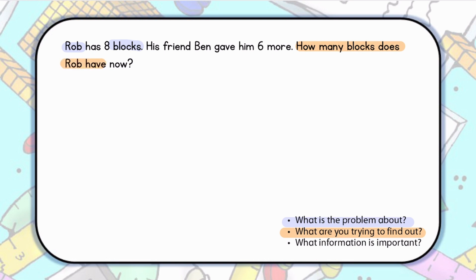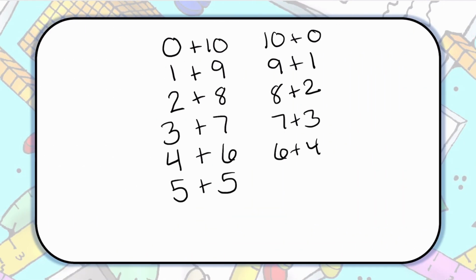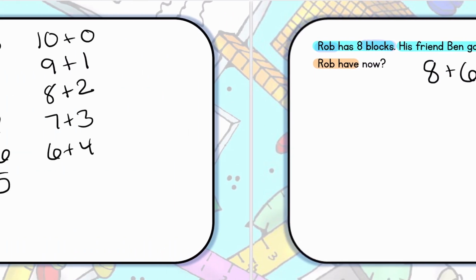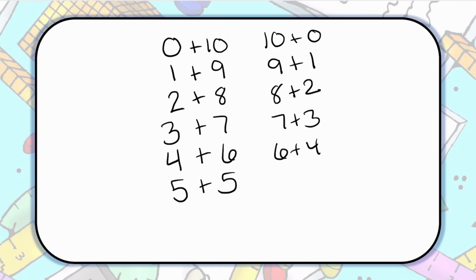What information is important? It's important to know that Rob has 8 blocks. It's also important to know that his friend Ben gave him 6 more. So because Ben gave him 6 more, I know this is going to be addition. So 8 plus 6 equals unknown. Once again, I'm going to use these 10 facts to help me. So I have 8. That means I need 2 more to make a 10.